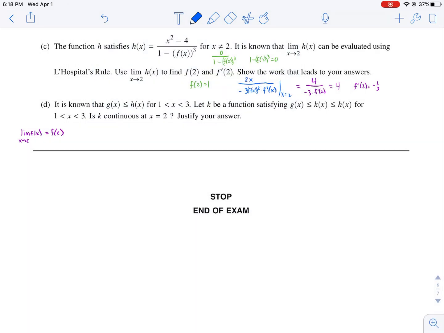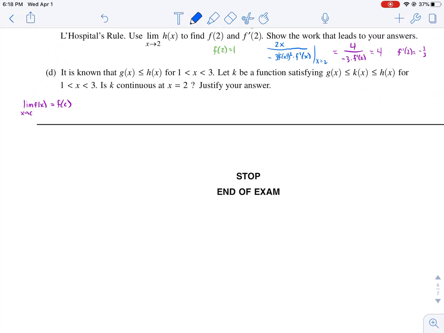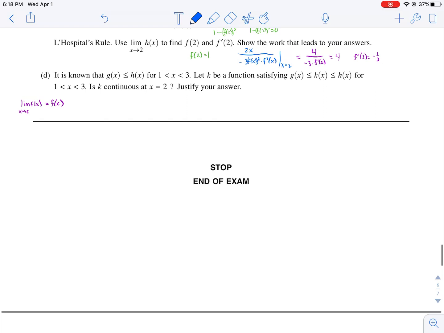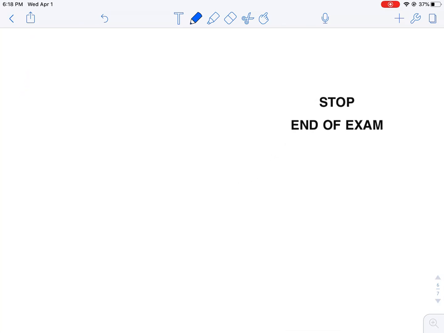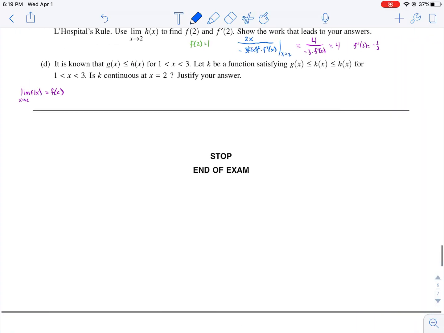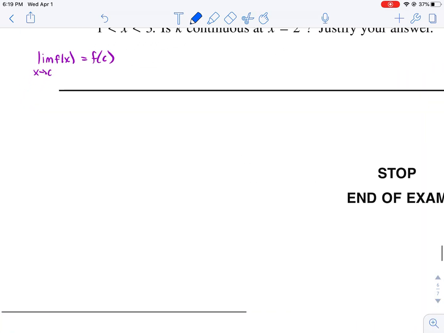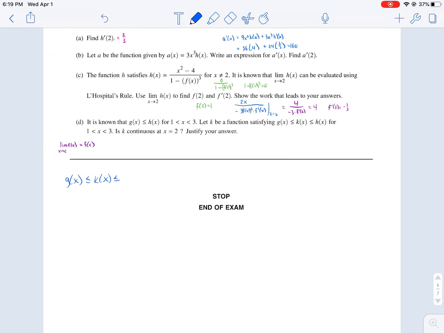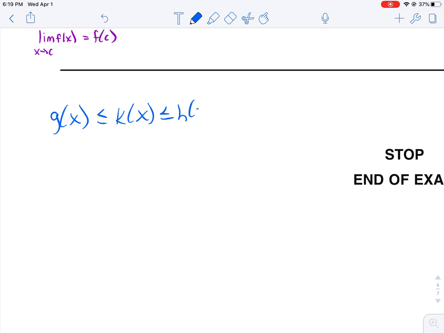Okay? This actually uses the sandwich theorem, also called squeeze theorem, which is something we skipped in 2019-2020, and then I intended to go back and teach you guys, and then the whole coronavirus thing happened, and we didn't get to do it in class. So here is your instruction on what the sandwich theorem says. Basically, we'll use the functions they have here. They're telling us that g is always less than or equal to k is always less than or equal to h of x.